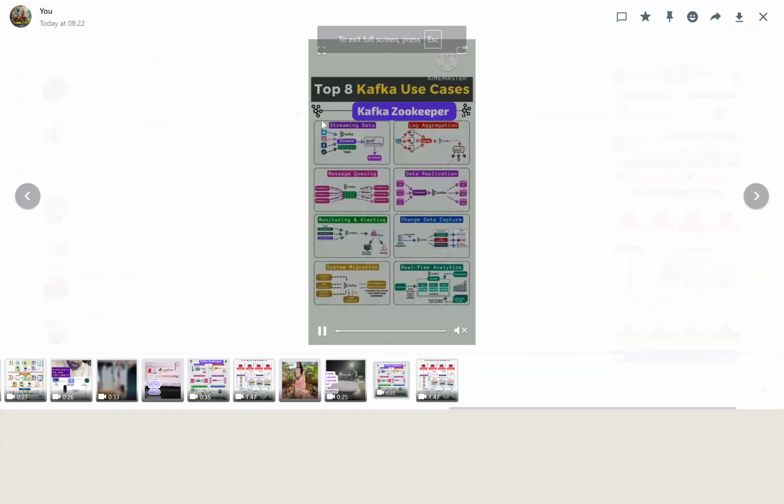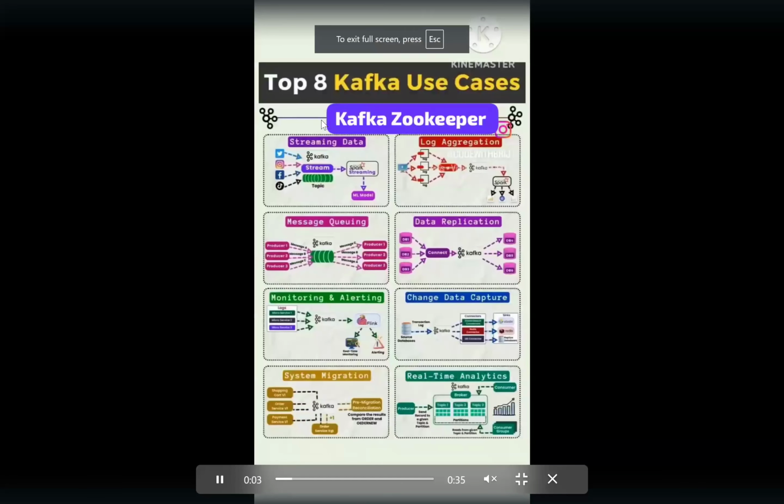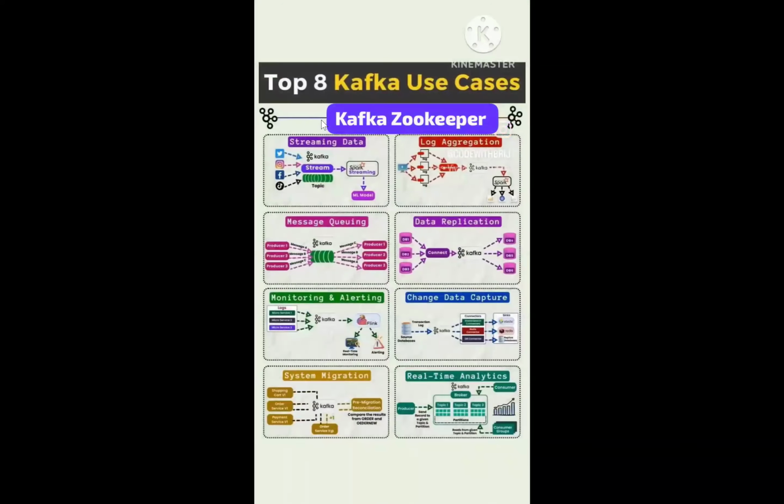What are the Kafka use cases? Live streaming data, and log aggregation. Generally in Kafka and Zookeeper, a main use case is log aggregation, and also message queuing services. Producers 1, producers 2, consumers, brokers, topics, cluster: these are the main terminologies. And also data replication, monitoring, alerting, change event capture, system migration, and real time analytics. These are the main Kafka use cases we have here.